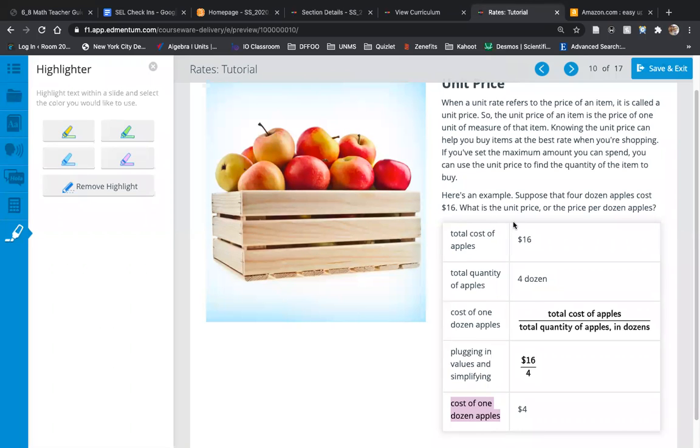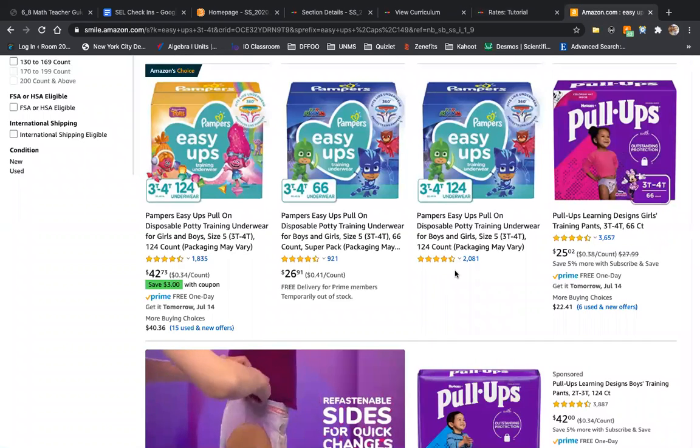But you guys probably don't go around buying just dozens of apples, but I'm sure lots of people use Amazon, right? You might not necessarily be buying diapers, but this is just an example I wanted to show you, right?